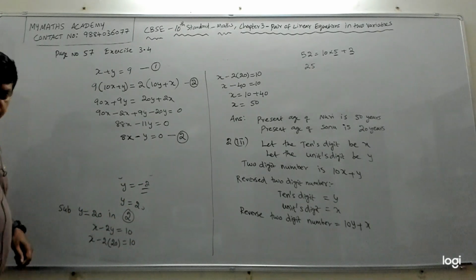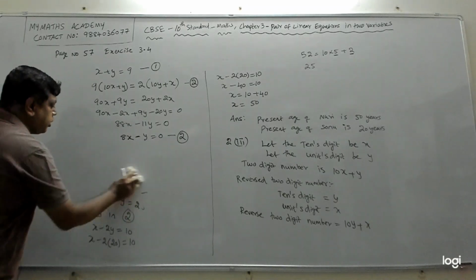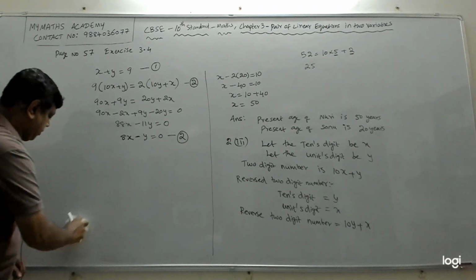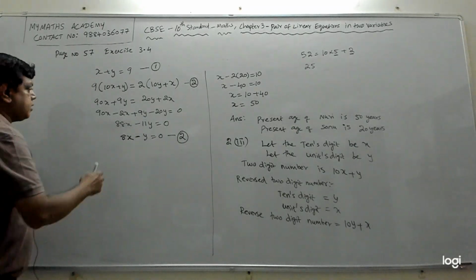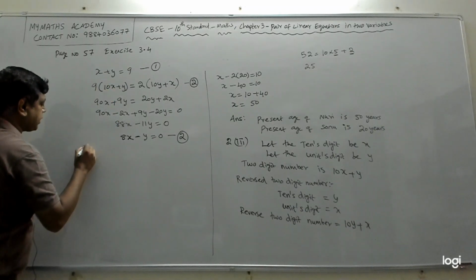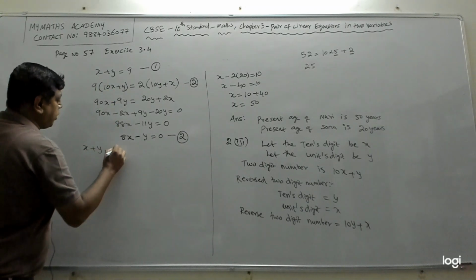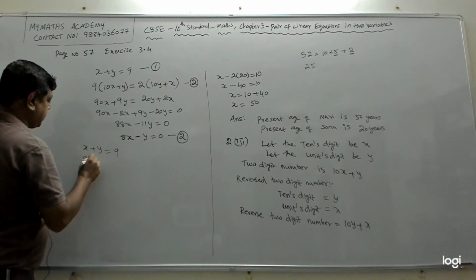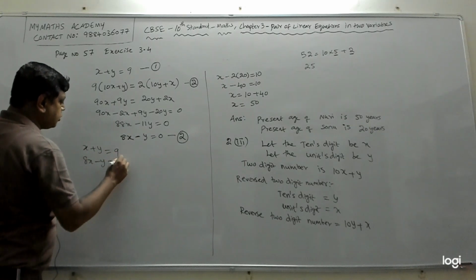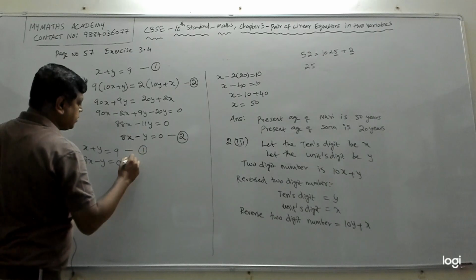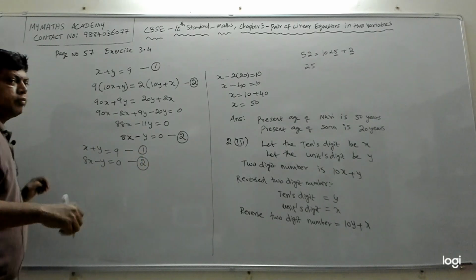So now we have got the equations. Let's write those two equations. If I write those two equations, what do we get? x plus y equal to 9, then 8x minus y equal to 0. So this is your first equation and this is your second equation.